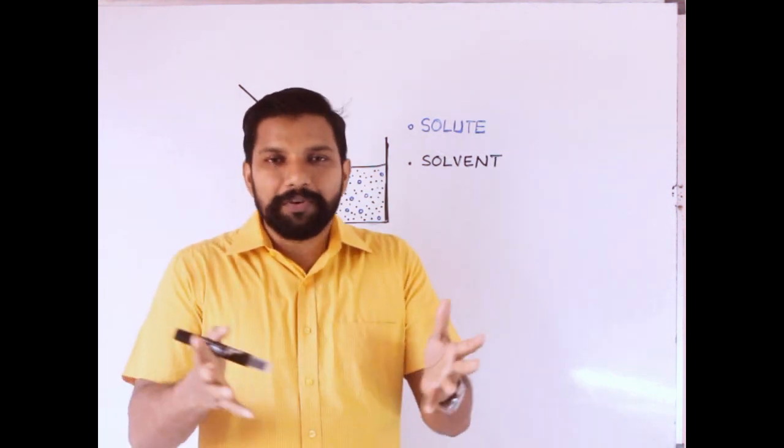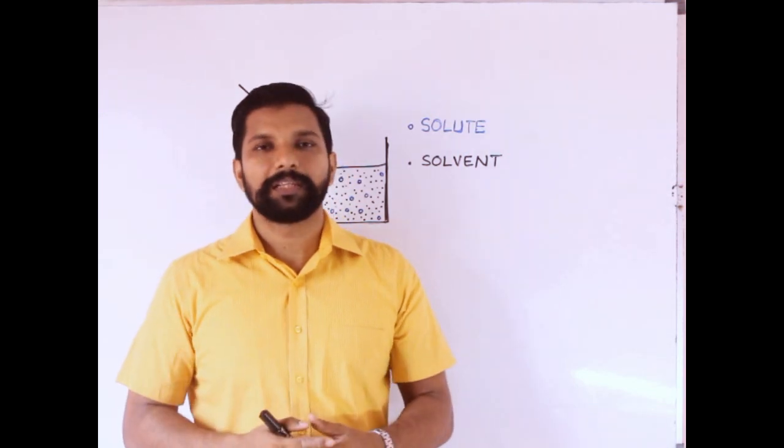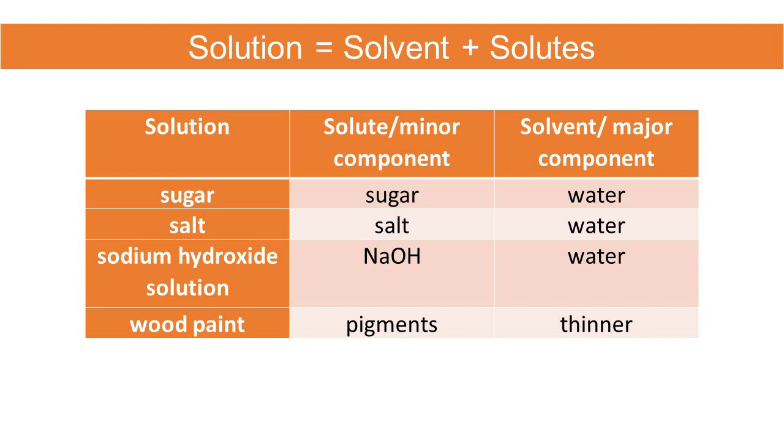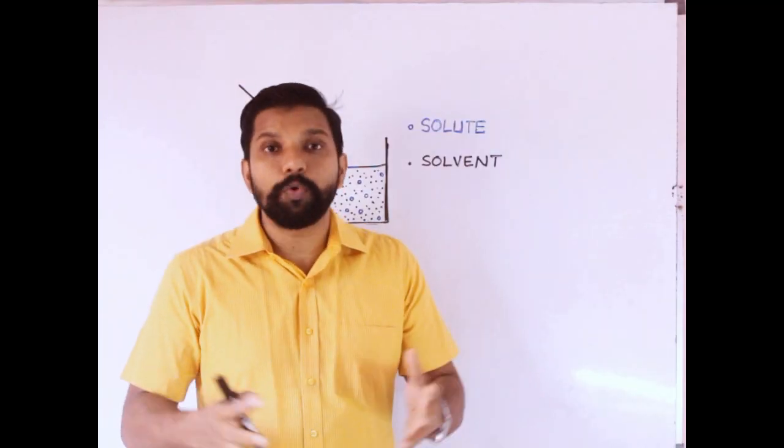Can you tell me several solutions that you can think of? Yes, dissolving sugar makes sugar solution. Dissolving salt makes salt solution. If you dissolve sodium hydroxide in laboratory water, you get sodium hydroxide solution. Aqueous acids. Not only do we dissolve things in water, we can dissolve substances in other solvents. For example, you can dissolve wood paint in thinner, producing the paint you want to apply on wood.